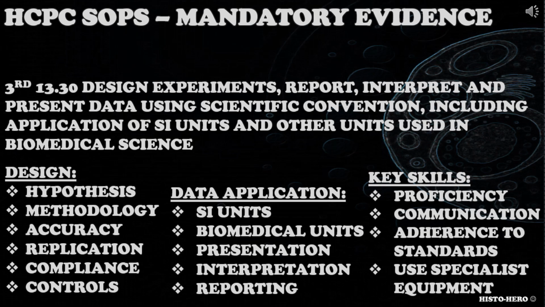How would you process generated data? Consider ways to interpret, present and report generated data. What skills are important for designing and conducting experiments? Consider proficiency, communication skills, adherence to standards, use of specialist equipment and statistical analysis. Those are the 3 standards you have to keep in mind when writing your mandatory evidence. They should all be demonstrated in your mandatory evidence.